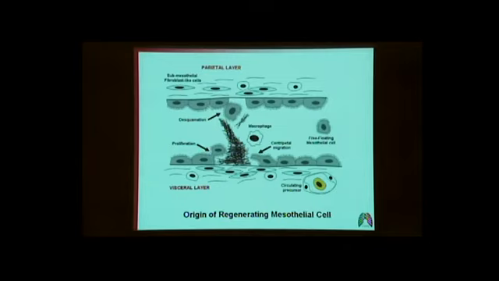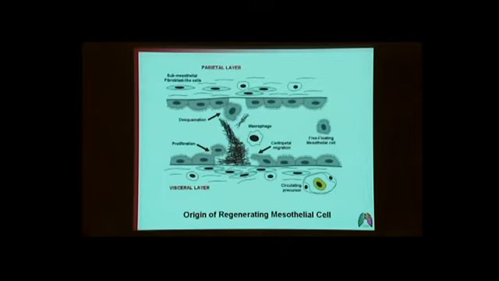Or you may have a circulating cell. So it may come from the blood, from the bone marrow, and then that may enter and come to the surface and become the new mesothelial cells. Lots of different ideas, possibilities. The most accepted idea is that they come from these subserosal fibroblast-like cells.